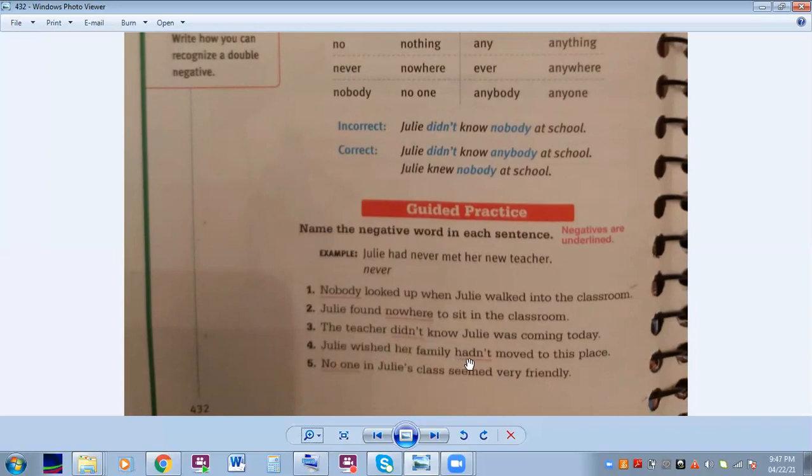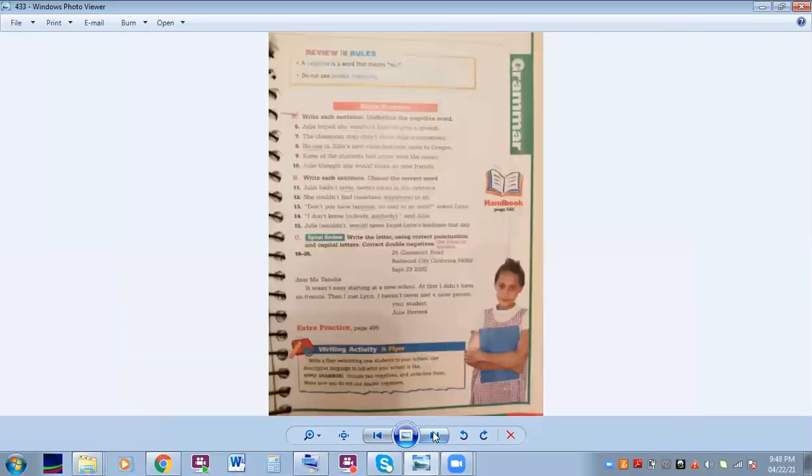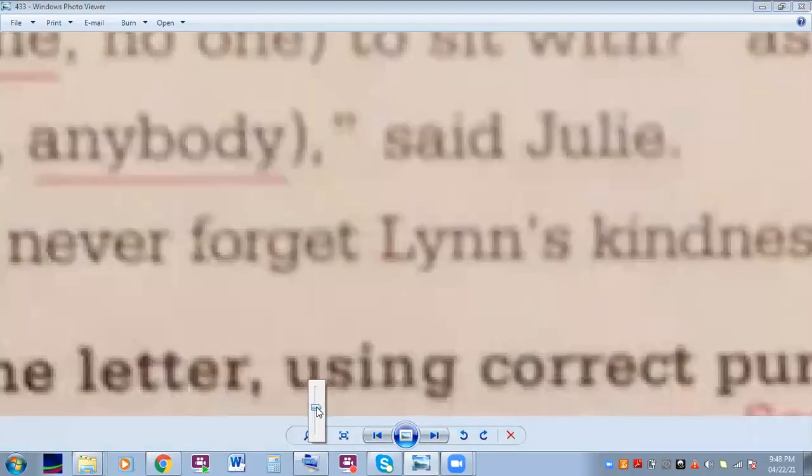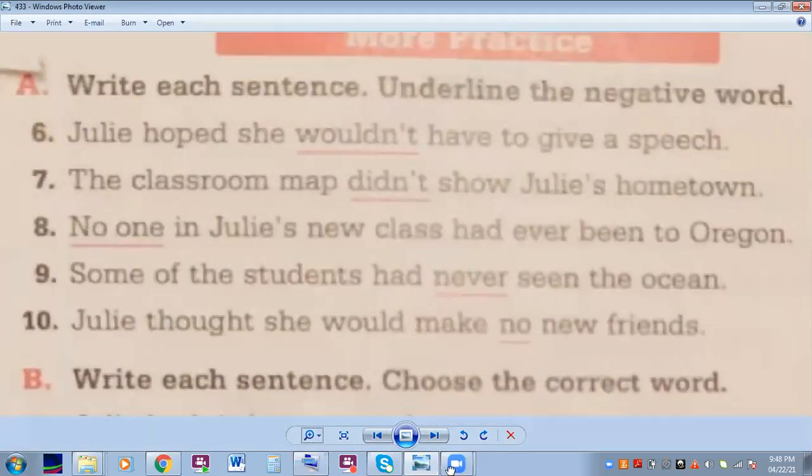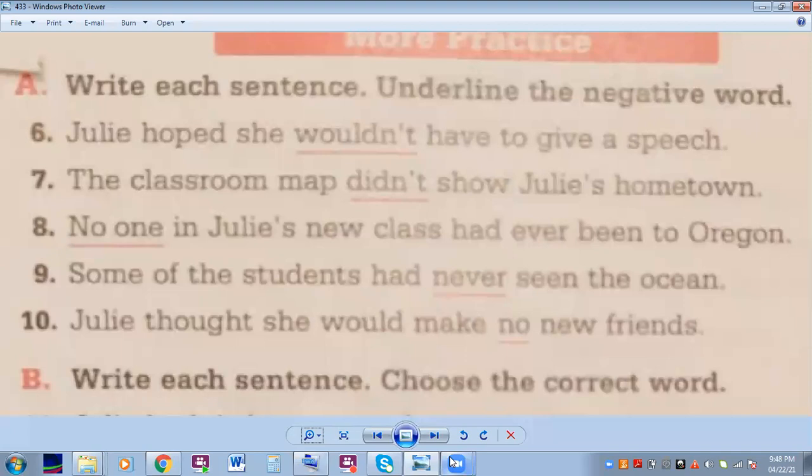Julie wished her family hadn't moved to this place. Hadn't, had not, our negative word. No one in Julie's class seemed very friendly. No one, our negative word. A few more examples. Julie hoped she wouldn't have to give a speech. Would not, our negative word, wouldn't. The classroom map didn't show Julie's hometown. Did not, didn't, our negative word.